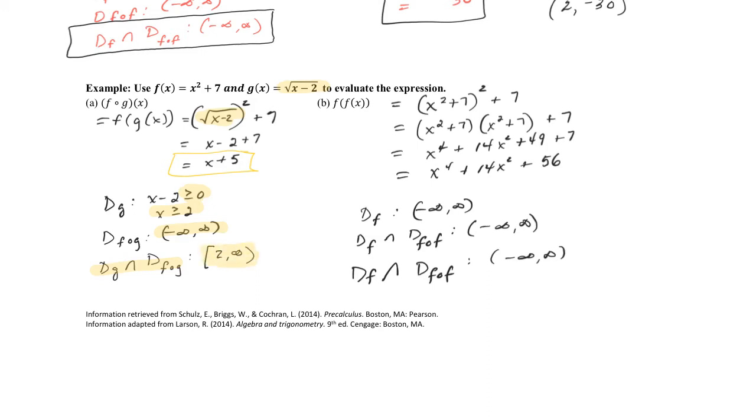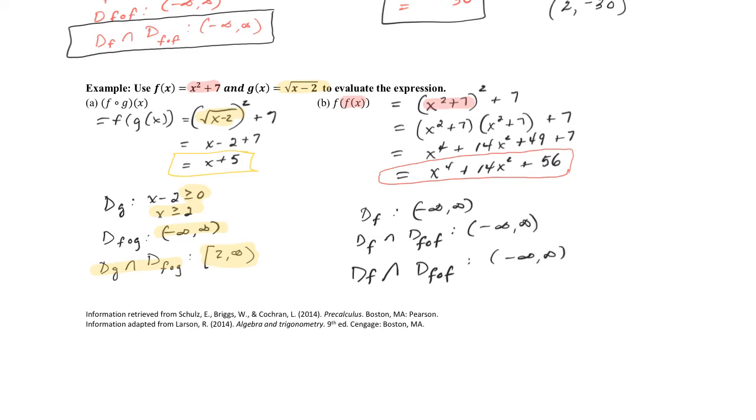All right, for part B, we're looking at f composed with f of x. So again, anywhere within the f of x function that we have an x value, we're going to replace it this time with the f of x function again. So we'll have x squared plus 7 squared plus 7. So x squared plus 7 squared is going to be x squared plus 7 times x squared plus 7. FOIL that out. You'll get x to the 4th plus 14x squared plus 49, and then of course plus 7. Combine your like terms, and you have x to the 4th plus 14x squared plus 56 as your final answer for your composition.